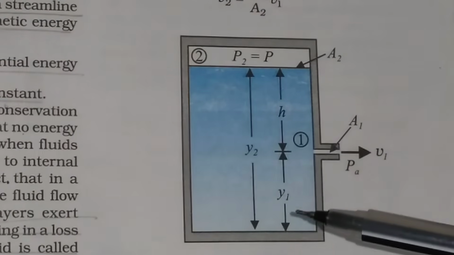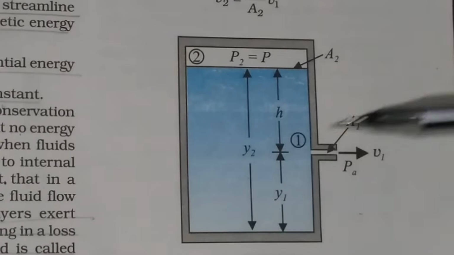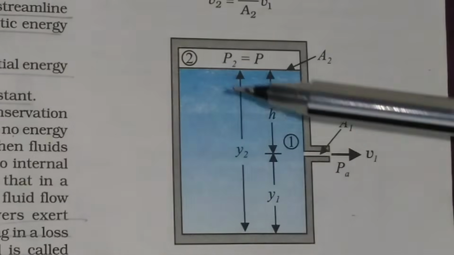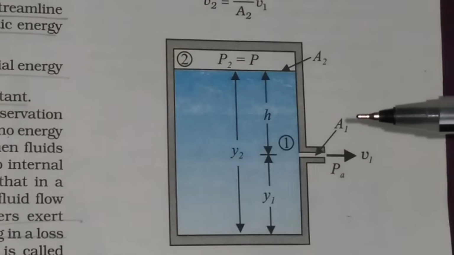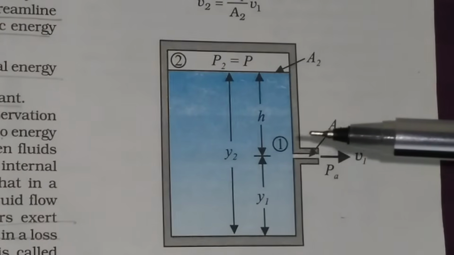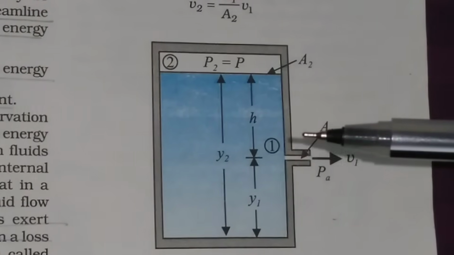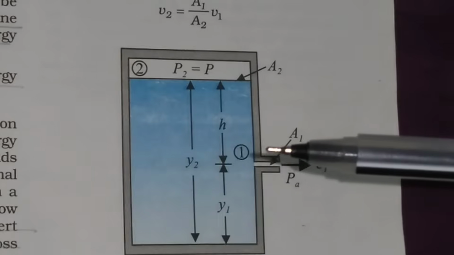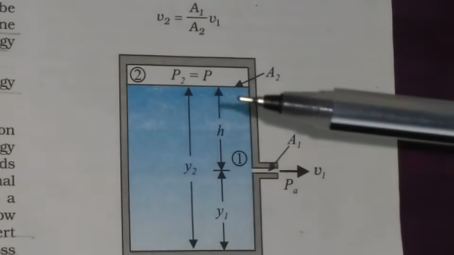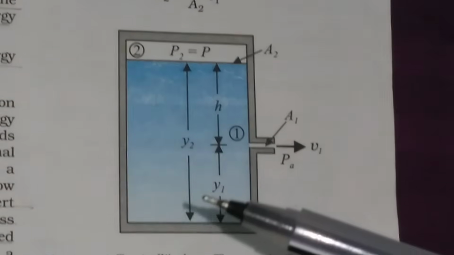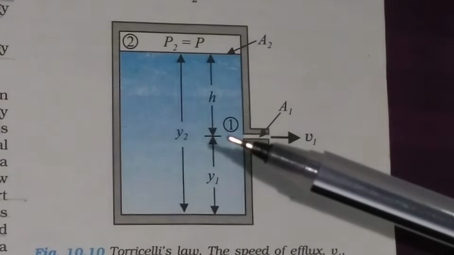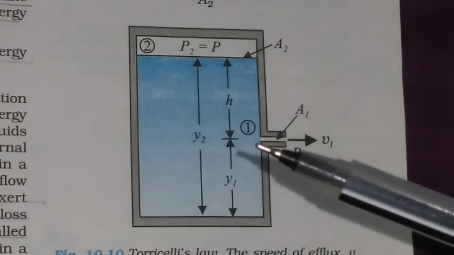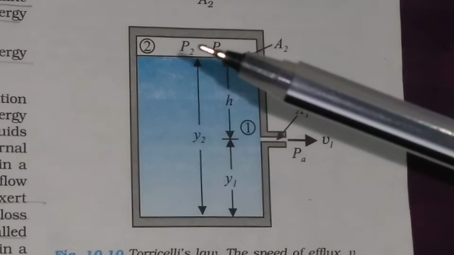Now we will apply Bernoulli's equation to the point 1 and to the point 2. According to Bernoulli's equation, the pressure plus the kinetic energy per unit volume plus the potential energy per unit volume remains constant. That means the three energies, that is the pressure, kinetic energy per unit volume plus the potential energy per unit volume here will be equal to here.